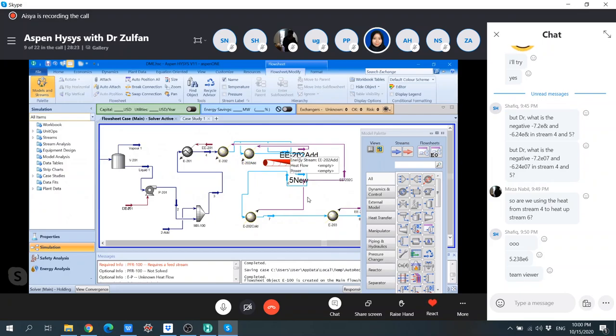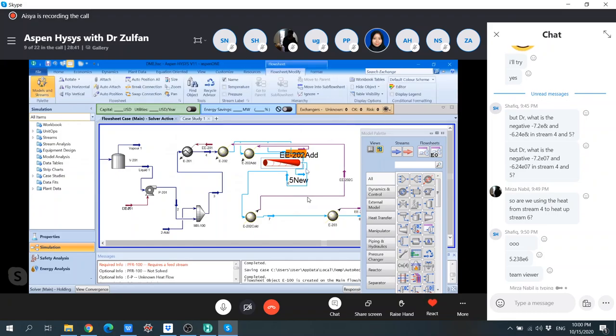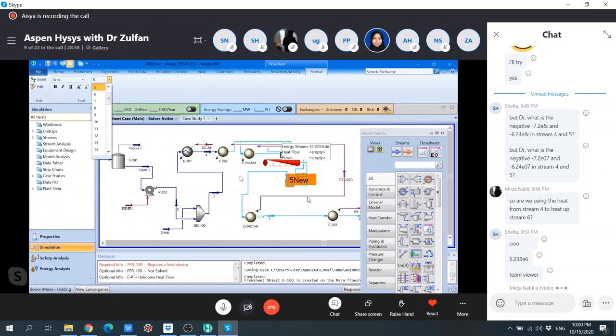While waiting, Nabil, Mirza, are we using the heat from stream 4 to heat up? That doesn't make any sense. Stream 4 is at a lower temperature compared to stream 6. Stream 6 is the outlet temperature of the stream coming from the reactor, which is at a higher temperature. So we are using energy from stream 6 to stream 4, the other way around.